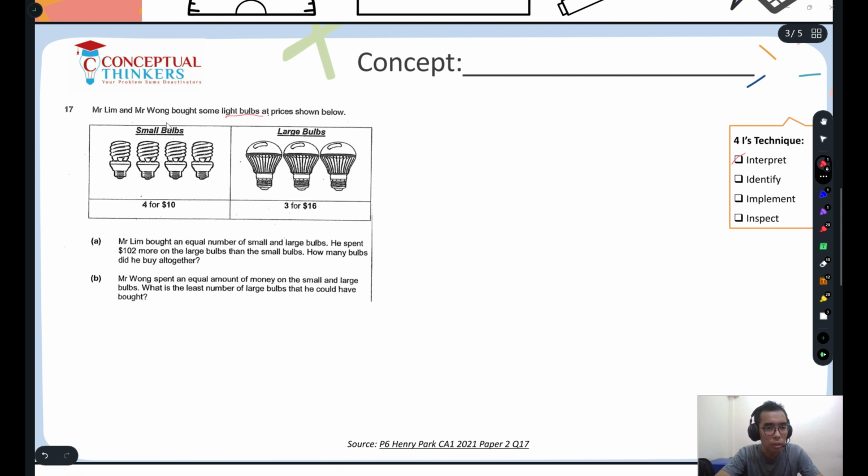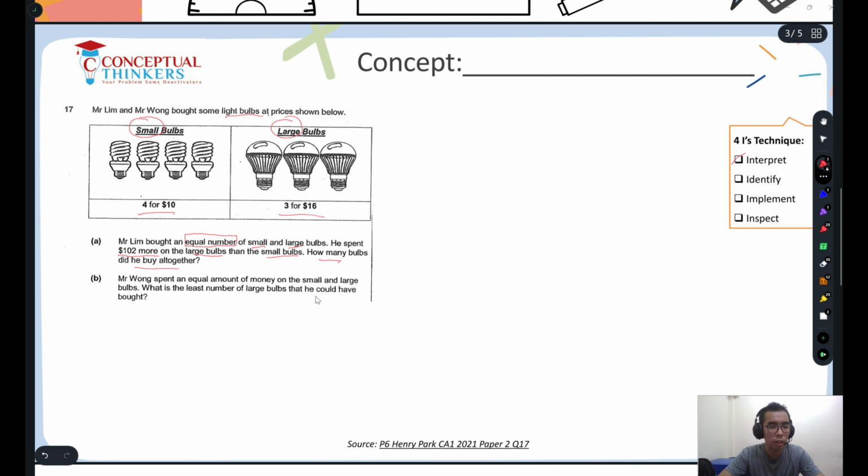Now we have small bulbs here, so it will be 4 for $10. Then we have large bulbs, so it will be 3 for $16. So this will be important information: this for the small ones, this for the large bulbs. For part A, Mr. Lim bought an equal number, also very important, of small and large bulbs. He spent $102 more on large bulbs than on small bulbs. So how many bulbs did he buy altogether?